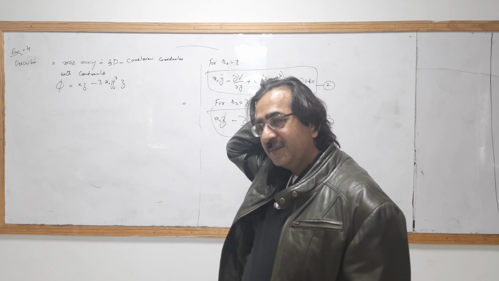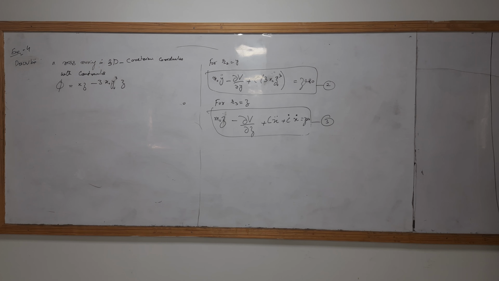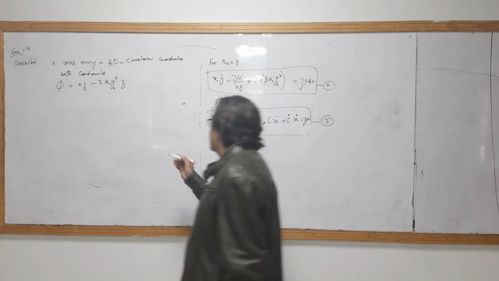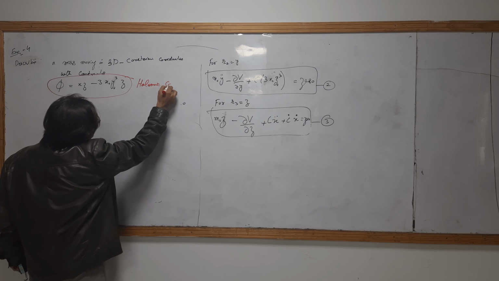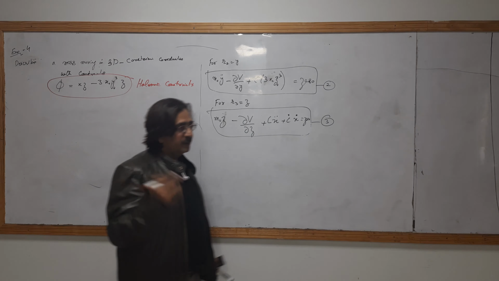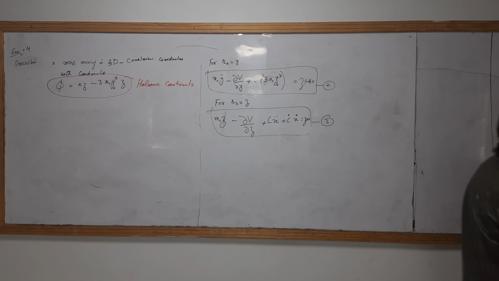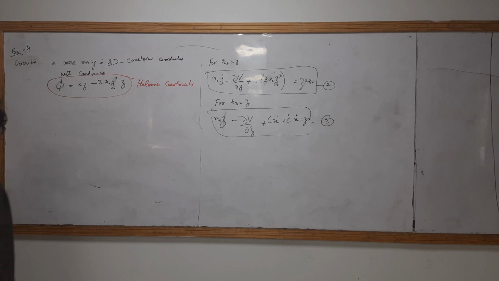This is not a semi-holonomic constraint. There is no derivative involved. This is also an example of a holonomic constraint, and we will use the dot coordinate and then we will solve it. So you will do it yourself. These are all the exercises.